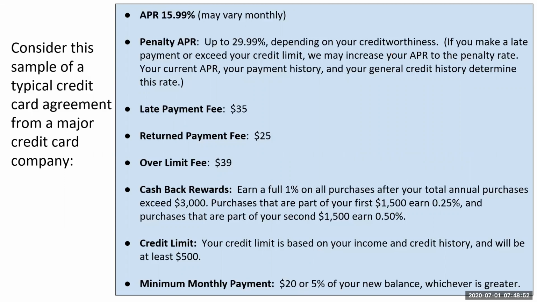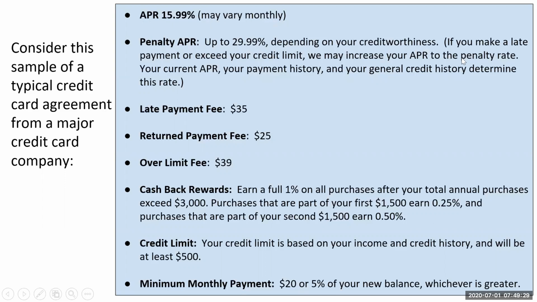And after this, I will tell you my pet cheat, what I use to avoid paying a lot of these charges and possibly even finance charges. Now, what you see on your screen right now is a typical credit card agreement. If you by chance have one, you can look at it. Now, APR of 15.99, and then they put in parentheses, may vary monthly. Now, penalty APR, up to 29.99, depending on your creditworthiness.